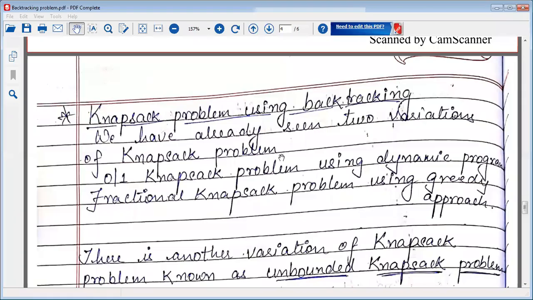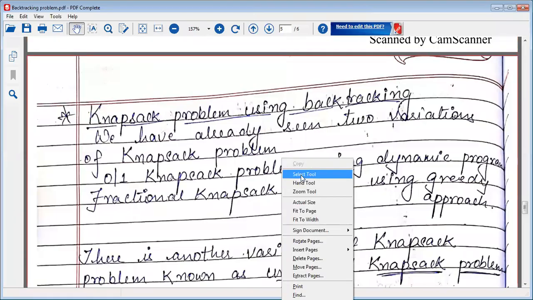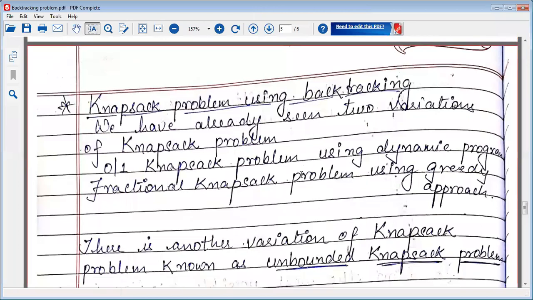Right, so let's start with a knapsack problem, but now using backtracking. So we already know two kinds of variations. One of them is the fractional knapsack problem. In the fractional knapsack problem, we can take a fraction of an item, and this particular problem is going to follow the greedy approach.